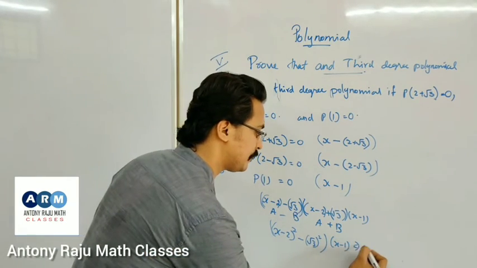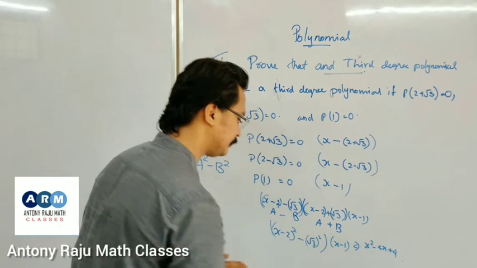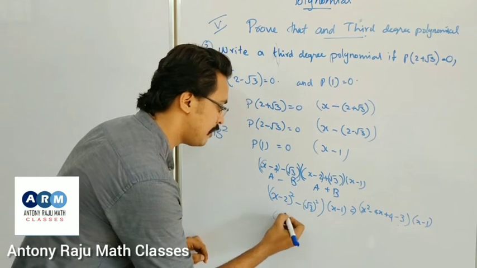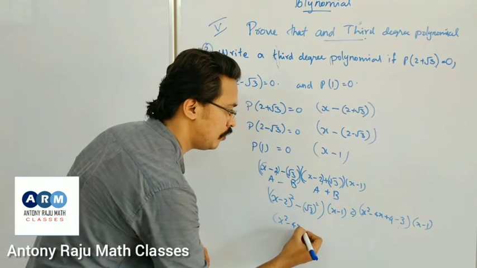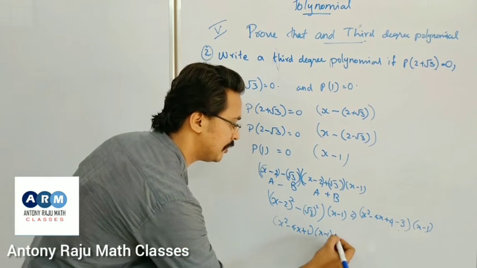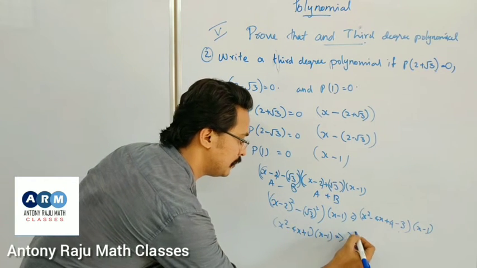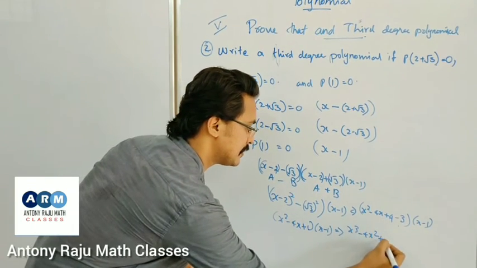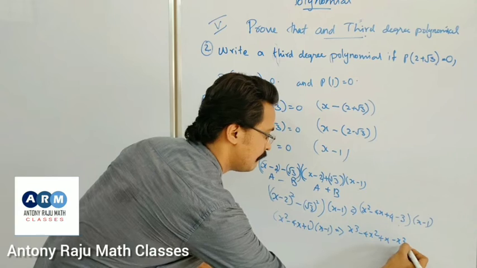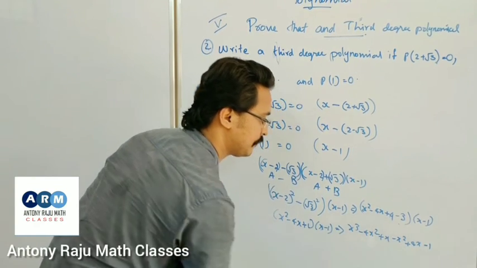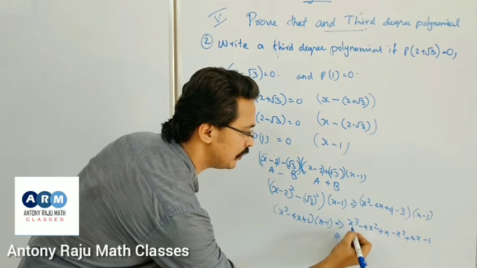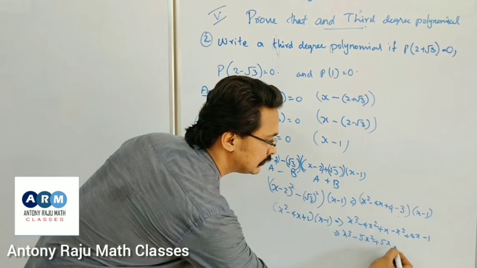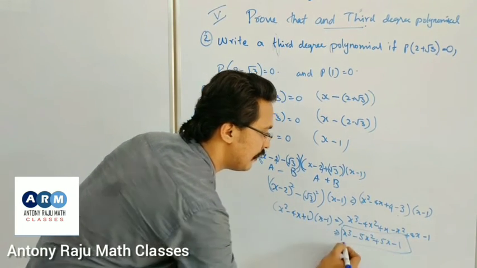So here we will get x square minus 4x plus 4 minus 3 into x minus 1. X square minus 4x, 4 minus 3 plus 1, into x minus 1. Multiplying here we will get the final answer: x cube minus 4x square plus x, minus x square plus 4x minus 1. All the negative terms multiplied. So our final answer will be x cube minus 5x square plus 5x minus 1. This will be our answer.